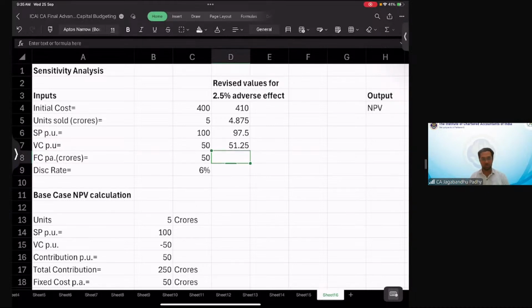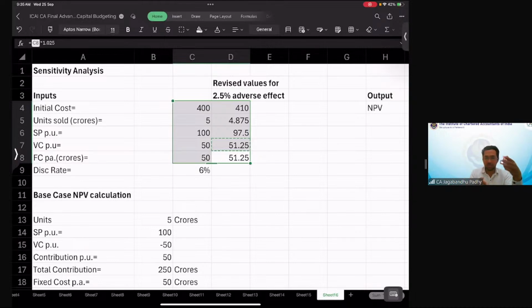Fixed cost in crores. Should it increase or decrease? Of course, that should also increase, right? Now, discount rate is something that is not subject to this. We are looking at only the impact of these 5 factors right now. Discount rate, how are you going to change it by 2.5%, right? So we are not looking at discount factor.